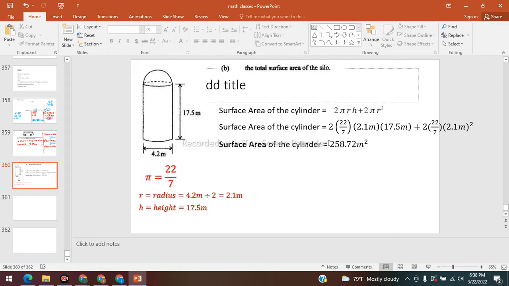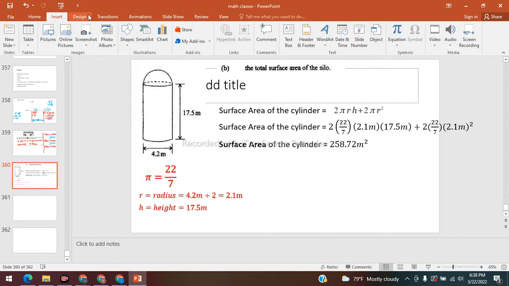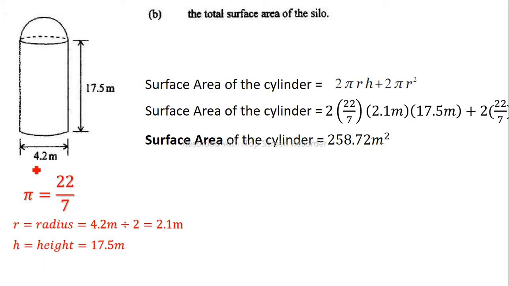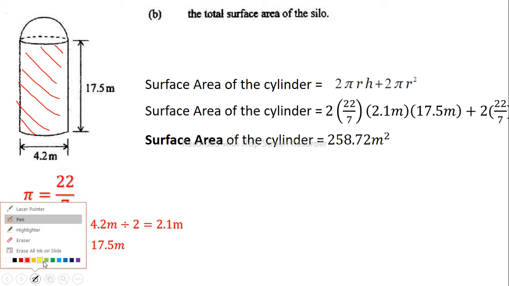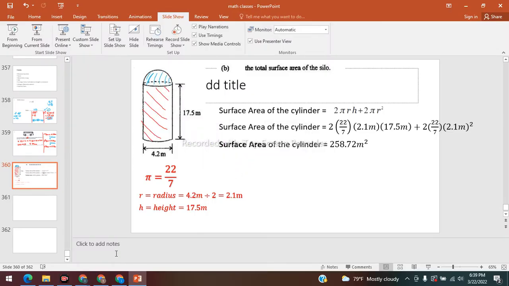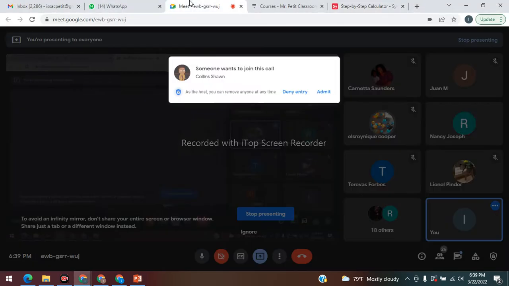Now, are we done? No, because all we know is the surface area of this cylinder. That's all we have done. What we need is the surface area of the entire object, which includes this sphere. So we need to figure out the surface area of this hemisphere.